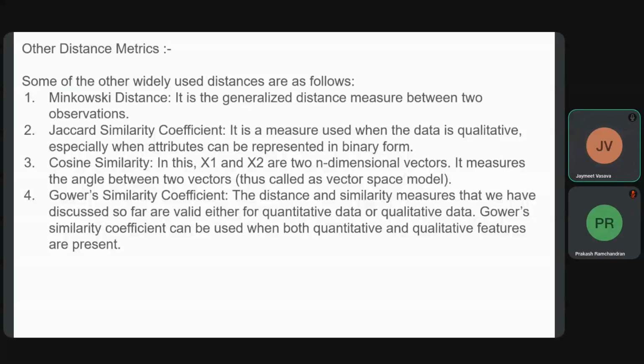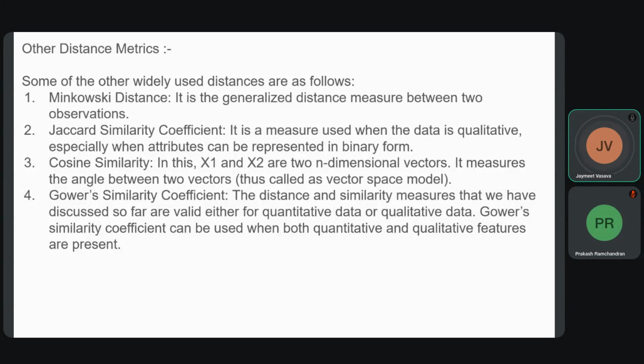Other distance metrics that are commonly used in ML for different kinds of uses are Minkowski distance, which is a generalized distance measure between two observations, and the Jaccard similarity coefficient. It is a measurement used when the data is qualitative, especially when attributes can be represented in binary form. Qualitative, you can say, is categorical kind of data.